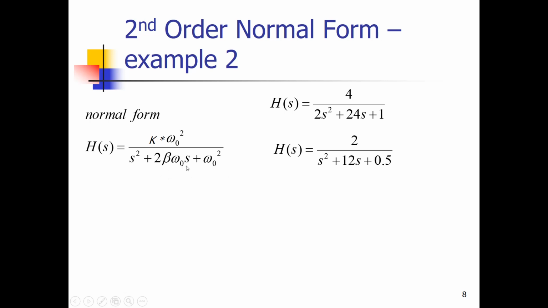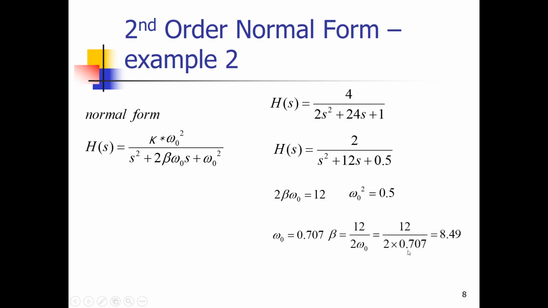So again, 2 times beta times omega 0 has to be equal to 12, and omega 0 squared has to be equal to 0.5. That means that omega 0 is the square root of 0.5, which is 0.707, and my beta will be 12 divided by 2 times omega 0, which is equal to 12 divided by 2 times 0.707, which is equal to 8.49. And k times omega 0 squared is equal to 2. So k is 2 over omega 0 squared, which is 2 divided by 0.5, which is equal to 4. So it's a k over here.